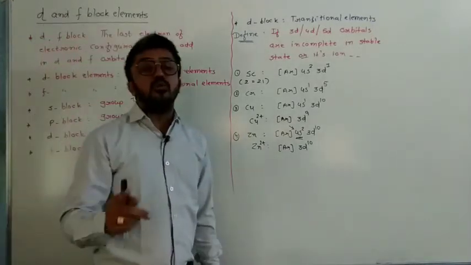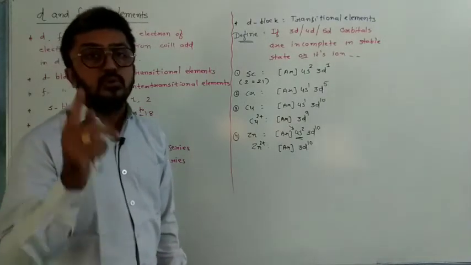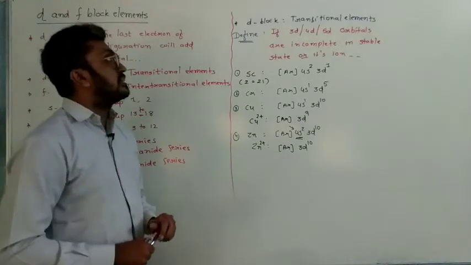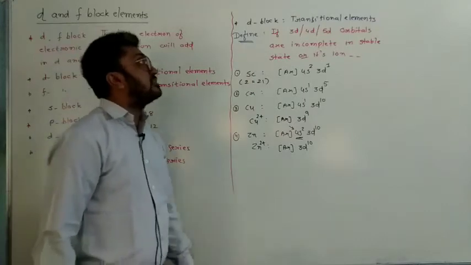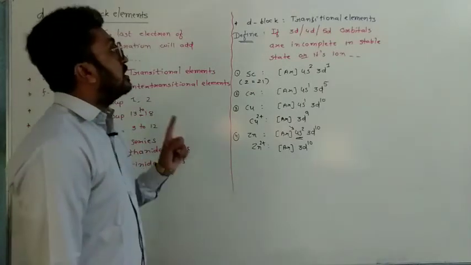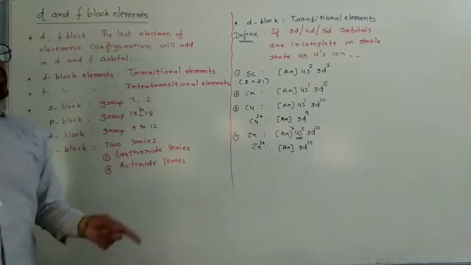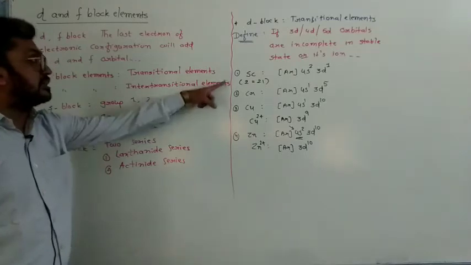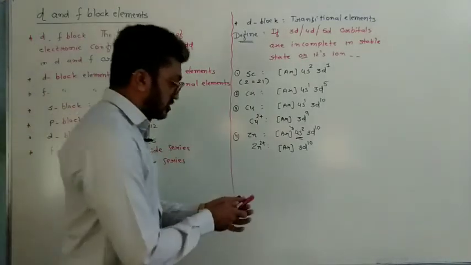Zinc is an element of the d block, but zinc is not a transitional element because it has a complete d orbital. That's why zinc is not a transitional element. So if the definition is here: if 3d, 4d, 5d orbitals are incomplete in the stable state or its ion, then it is a transitional element. Scandium, chromium, vanadium are various examples of the first transition series.